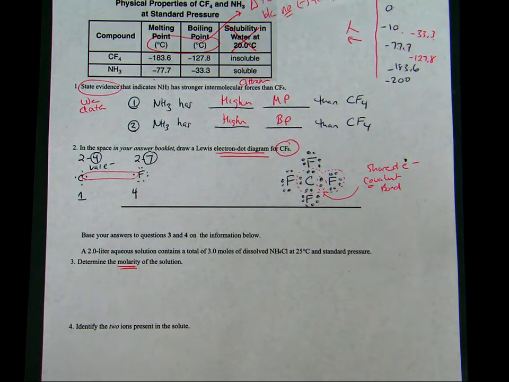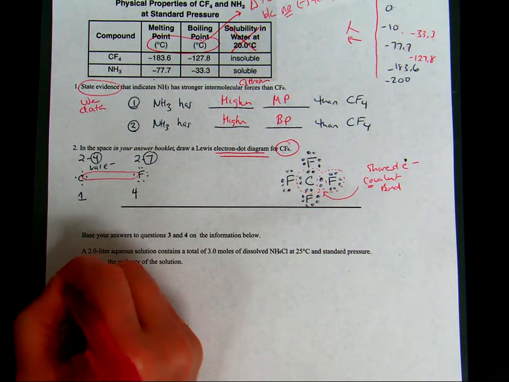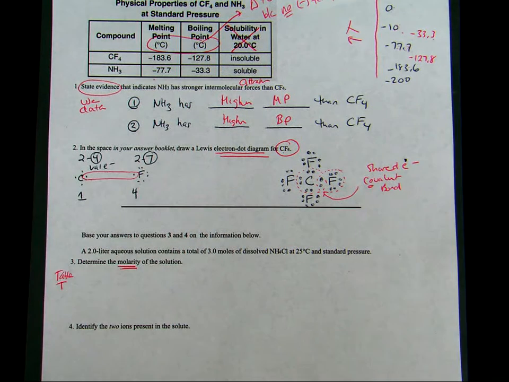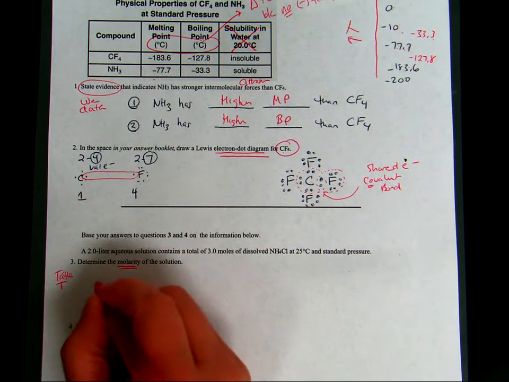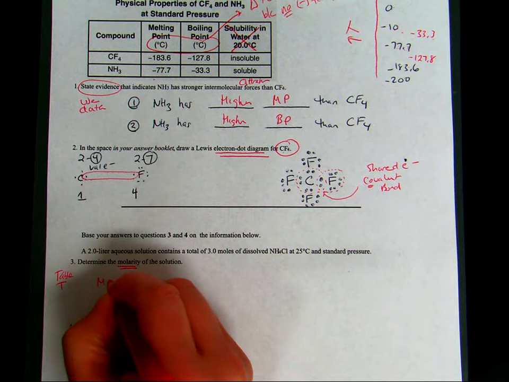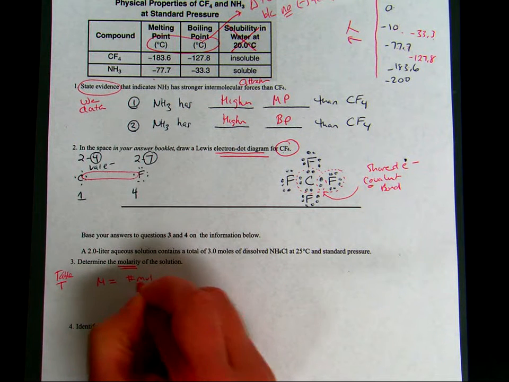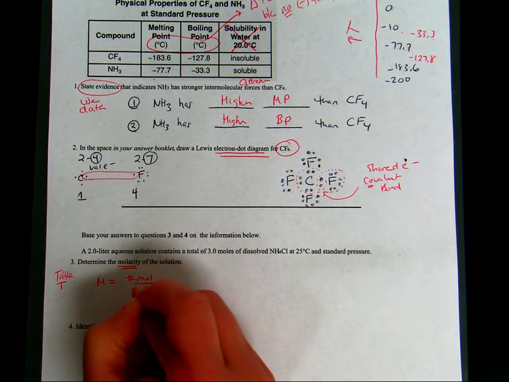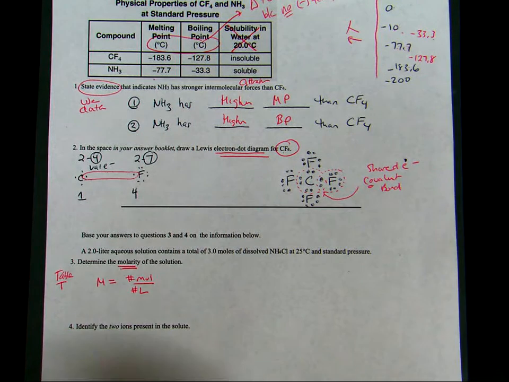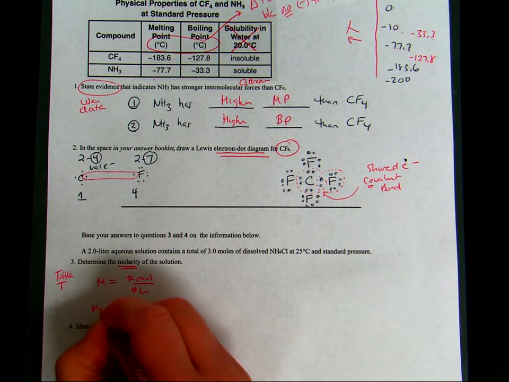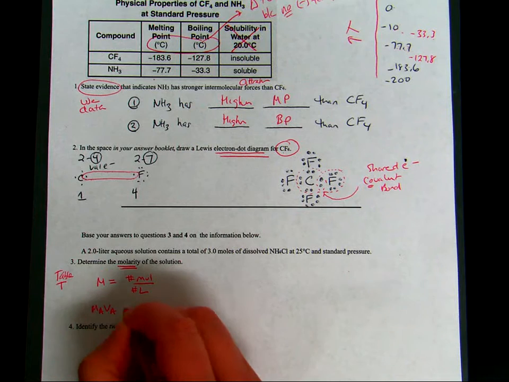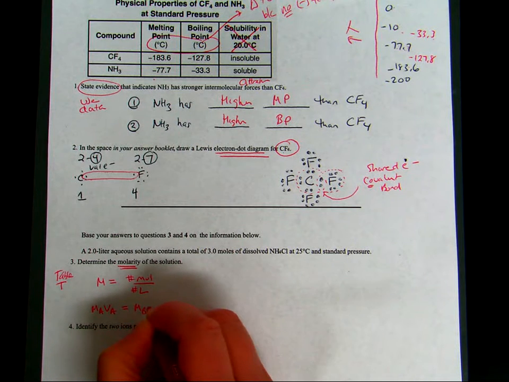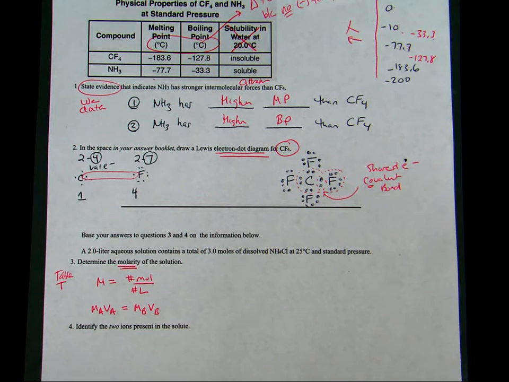So right away, I highly suggest go to your table T and look at the mathematical relationships that utilize molarity. And if you look at your table T, you have 2 choices. Okay, so you have molarity equals the number of moles over the number of liters. The other possibility is you have molarity of the acid times the volume of the acid equals the molarity of the base times the volume of the base.